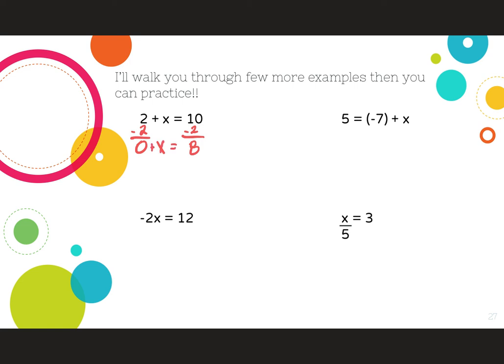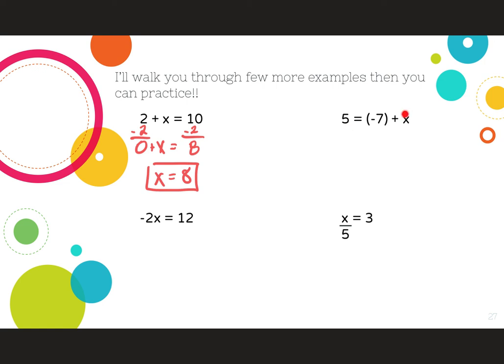Now, that's easy because it's plus x, so that's x equals 8. One variable, one value, we're done. Okay, so let's go over to the next problem. We have 5 set equal to -7 plus x equals 5.